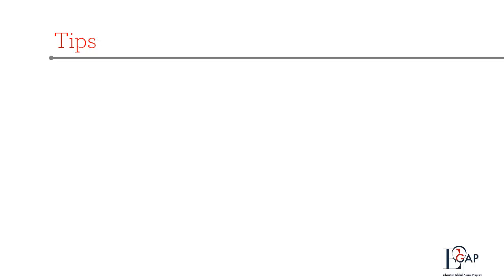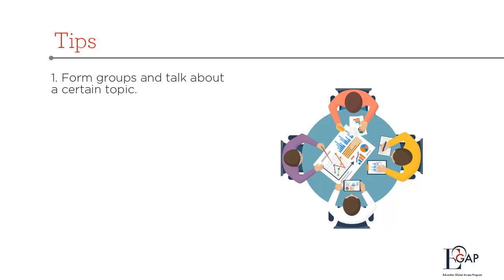Here are a few more tips for doing formative assessment. Ask students to form pairs or groups and talk about a certain topic. Walk around the room listening to what they say and carry a sheet of paper with you to discreetly keep track of who seems to understand the concept well and who is off the mark.